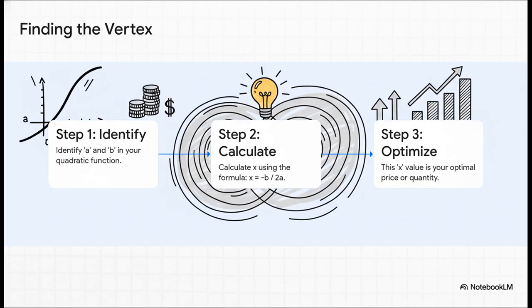Well, it's not a guessing game. There's a simple but incredibly powerful formula for it. Take a look. x = -b / 2a. Seriously, that's it. All you have to do is look at your quadratic function and identify the a and b coefficients. That's just the number attached to x squared and the number attached to x. You plug them into this formula and boom, it spits out the exact x value for your optimal price or quantity. It is that straightforward.